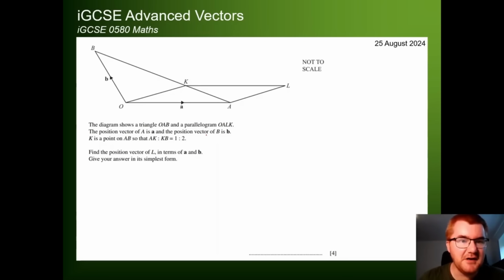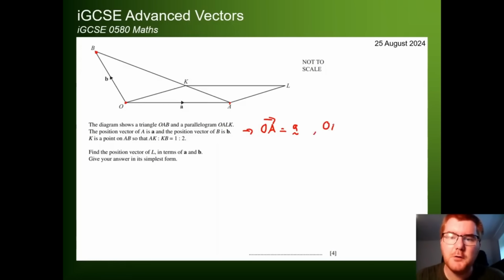Right, let's get started. So we have a diagram that shows a triangle OAB. So we've got O here, A and B, and a parallelogram over here, OALK. And the position vector of A is a, and the position vector of B is b. So that's already marked on here. This word position vector, we're going to talk about a lot in this video, and it often confuses students. But all a position vector is, is the vector from O to A. So O to A is just vector a, and the vector O to B is just b. The O here is just the origin. It's the center point where we're working from.